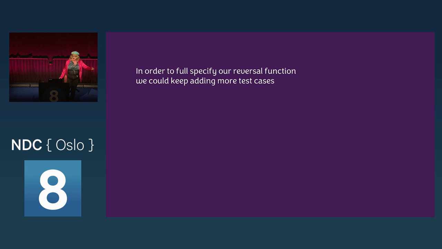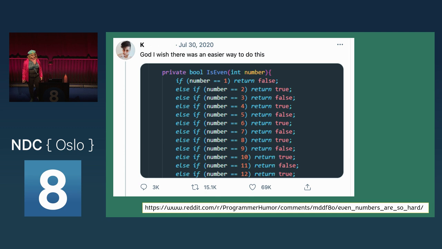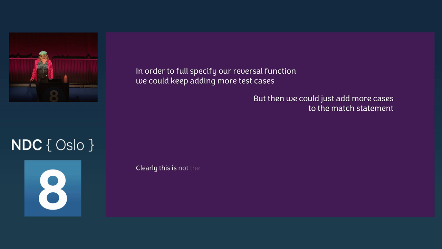So in order to fully specify the reversal function, we could add more test cases. I don't know how many possible integer lists there are representable on a 64-bit machine. I'm assuming it's a very large number. No one has actually told me what the number is, so if you know, then let me know. I could add a huge number of test cases. You can just go ahead and add more cases to the match statement. And I'll just put this here. Clearly, it's not the right approach.